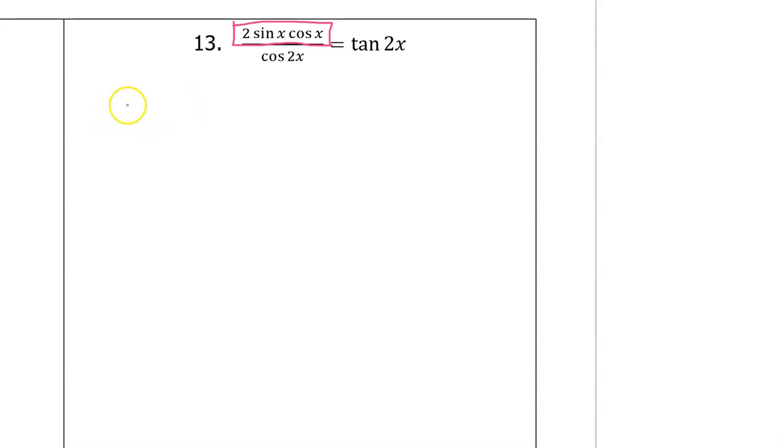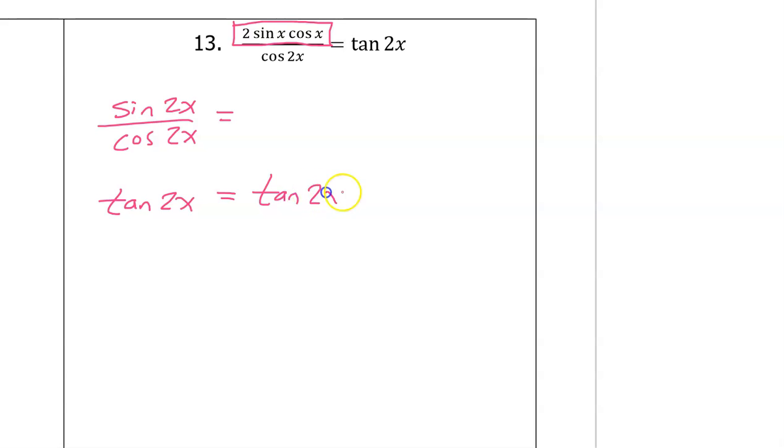So 2 sine cosine is the same thing as the sine of 2x. So now I have the sine of 2x over the cosine of 2x. Well, this is going to be the easiest problem ever because we know that sine over cosine, that's tangent. So that's it. This equals the tangent of 2x. And then I'm just going to bring down my right-hand side, which I never touched. And that's it. We verified that identity.